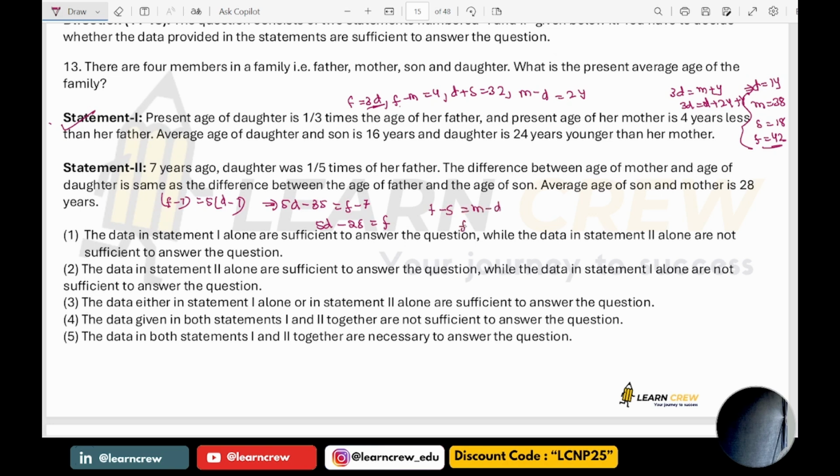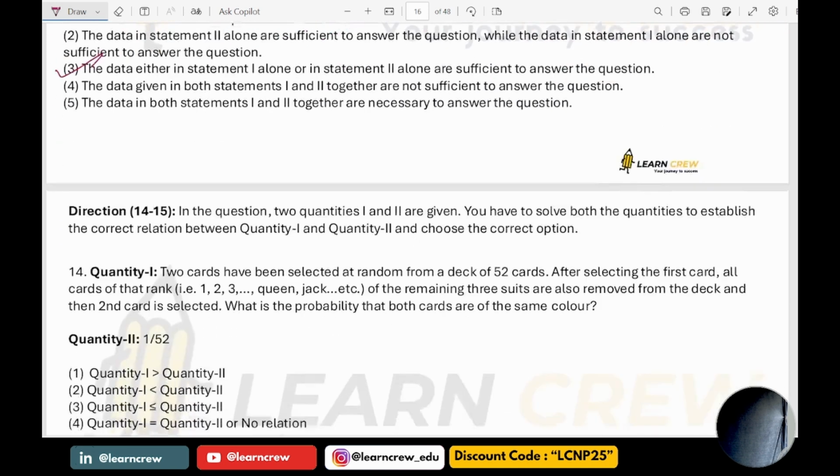From this we can say F plus D is equal to M plus S. And the M plus S value is already given, because son and mother average is 28, thereby the sum would be 56. So this is 56, this is 56. The average would be (56 plus 56) by 4. By 4 you will get the average value of all their ages with only 2 also. So either 1 or 2. Only 1 is sufficient, only 2 is sufficient. So either 1 or 2 is the answer.